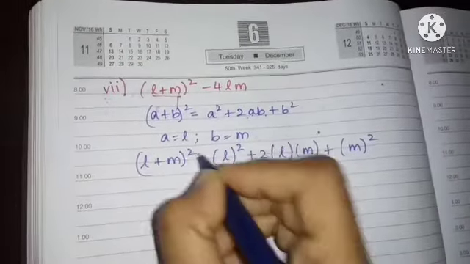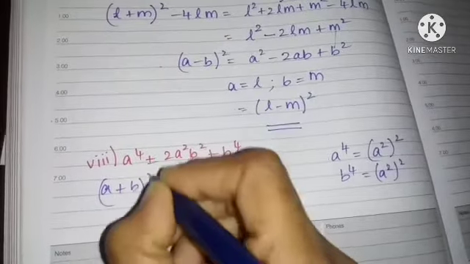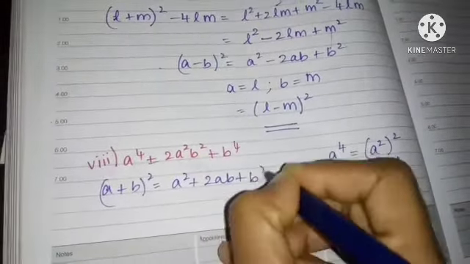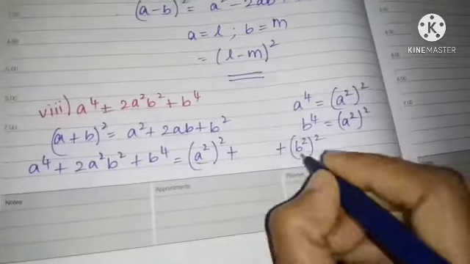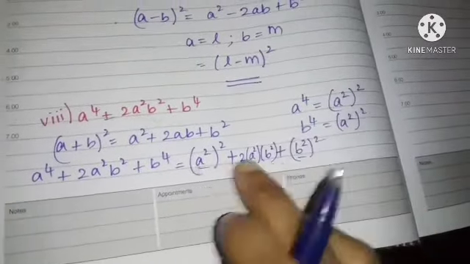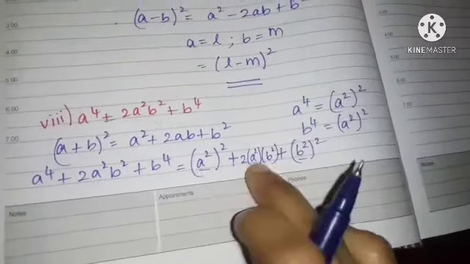So this has three terms. Plus sign is there. So it looks like a plus b the whole square is equal to a square plus 2ab plus b square. So this a power 4 plus 2a square b square plus b power 4 can be written as a square the whole square plus b square the whole square. Now I am writing, this is a, this is b, and the middle term is 2 into a square into b square.